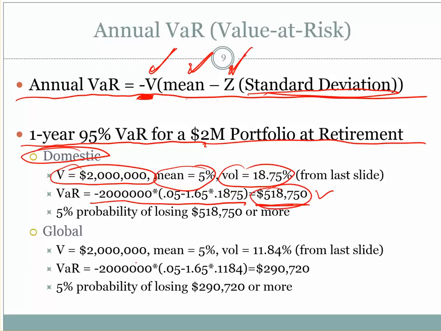If you invest in the global portfolio, that also has a 5% mean, but the volatility is only 11.84. So you can see our risk is much lower, almost half the risk of the previous portfolio, the domestic portfolio. So you can see that switching from a domestic to a global portfolio by lowering your volatility greatly lowers your probability of losses, or the expected value of losses.